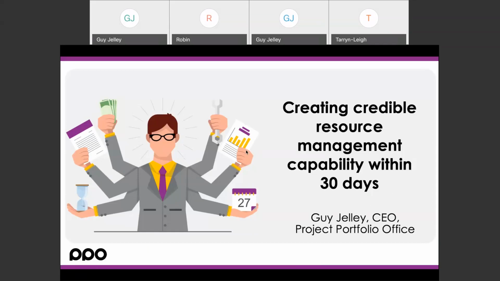I'm the CEO of Project Portfolio Office and have been fortunate enough to help numerous organizations over the last 15 to 20 years in the project portfolio management space, but have done a significant amount of work on the resource management capability with a number of organizations over the last 3 years. And I wanted to share some of those learnings with everybody today.